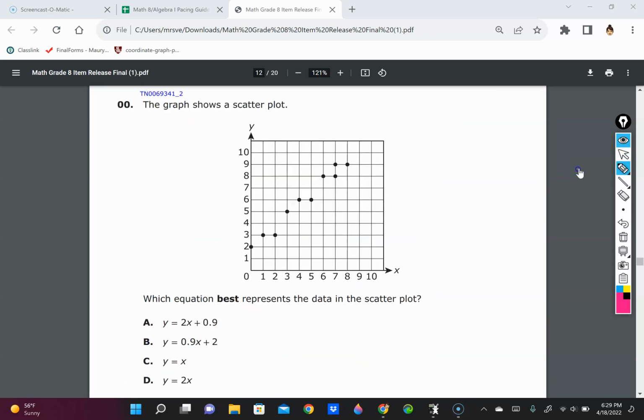The graph shows a scatter plot. Which equation best represents the data in the scatter plot? Here we're going to draw a line of best fit. And if you notice, all of these are in slope-intercept form. The easiest thing to figure out would be your y-intercept. If you notice, the line that I drew is somewhere between 1 and 2, maybe close to 2. And I'm noticing that this equation has an intercept of 2. And it's the only equation that has an intercept of 2.